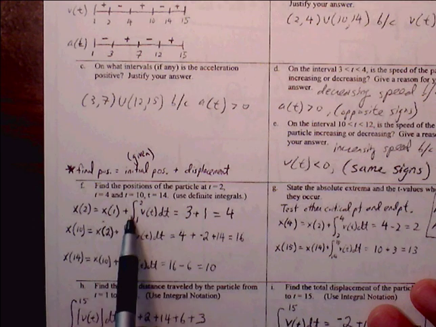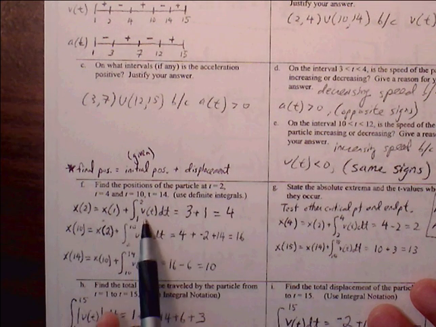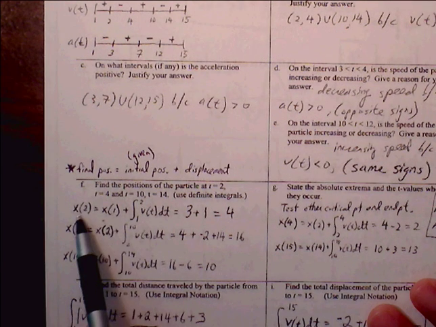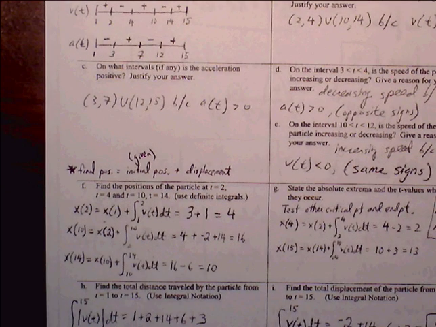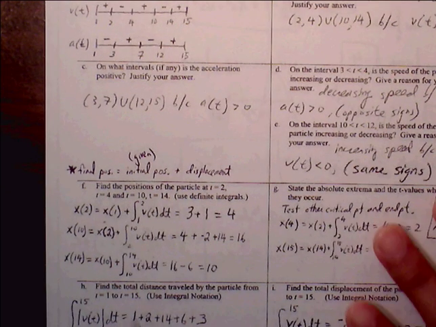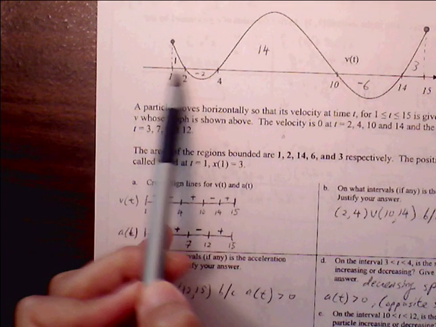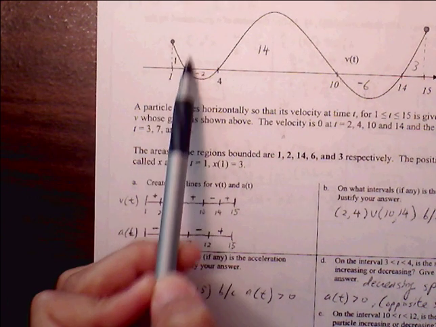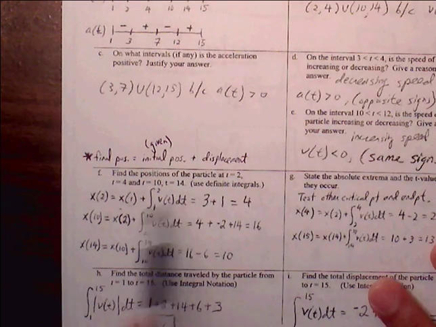So to get from x of 1 to x of 2, my displacement is going to be the definite integral from 1 to 2 of velocity. So my equation to find x of 2 is my starting point plus the displacement from 1 to 2. Looking at this velocity function, I'm going to travel a distance of 1 unit, so the integral from 1 to 2 of velocity is 1. I know x of 1 is equal to 3. That's given to us. So 3 plus 1 is equal to 4.